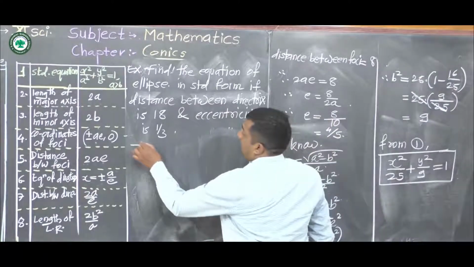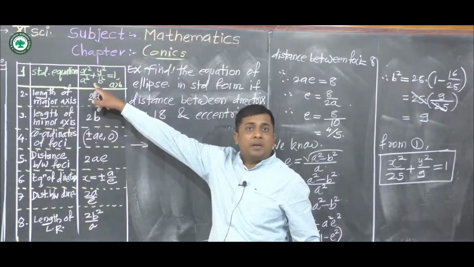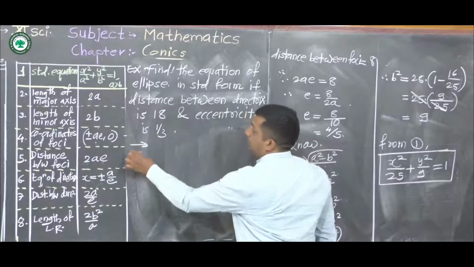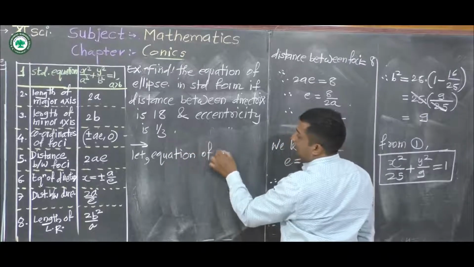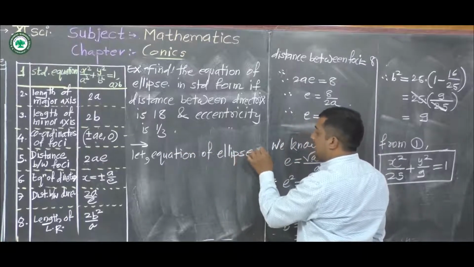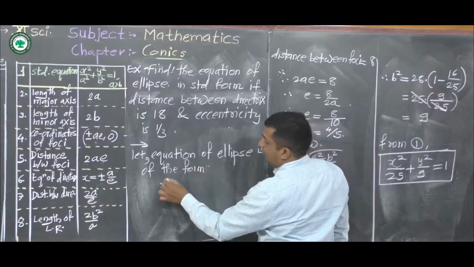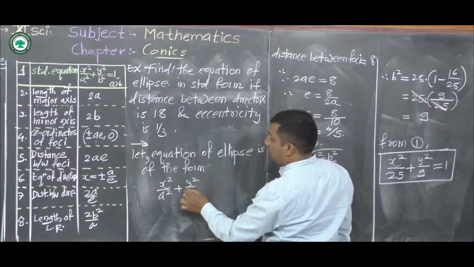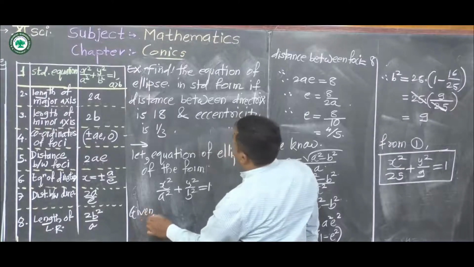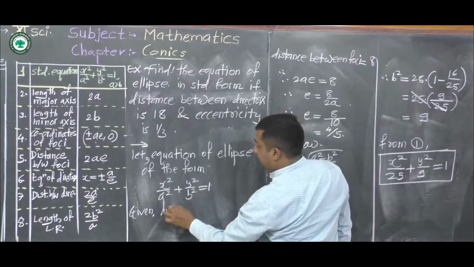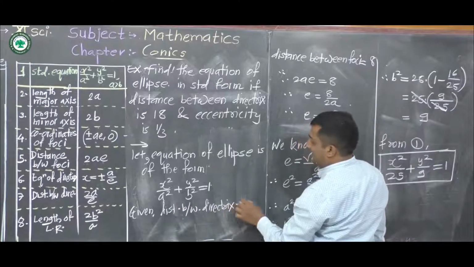Firstly, we consider that the given equation of the ellipse is of the form x square upon a square plus y square upon b square is equal to 1. Let's go with the given things. The distance between the directrices is equal to 18.